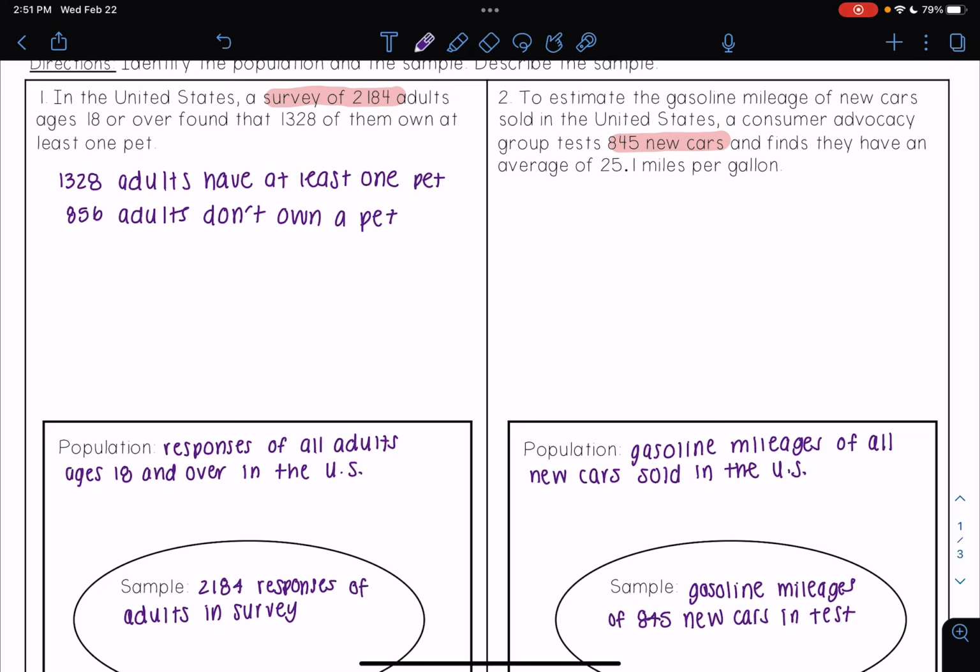And so here we notice in the diagram that the sample again is a subset of the gasoline mileages of all new cars in the United States. And we see that the sample consists of 845 new cars with an average of 25.1 miles per gallon.